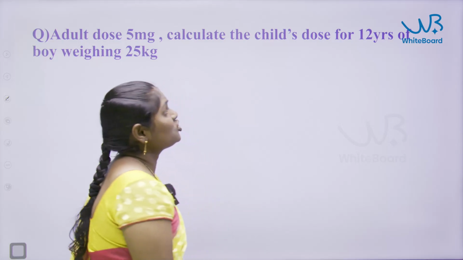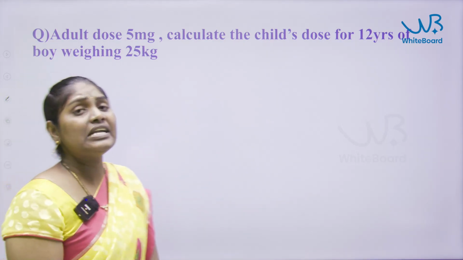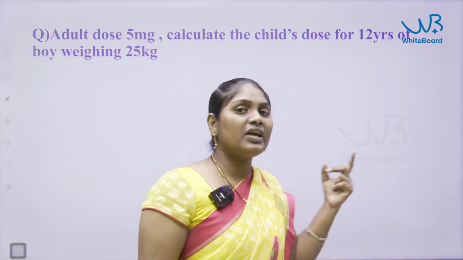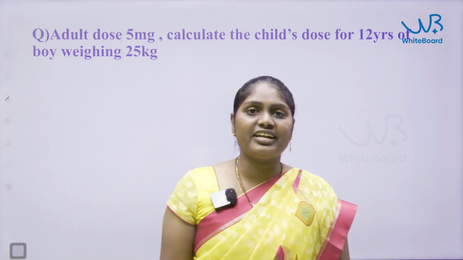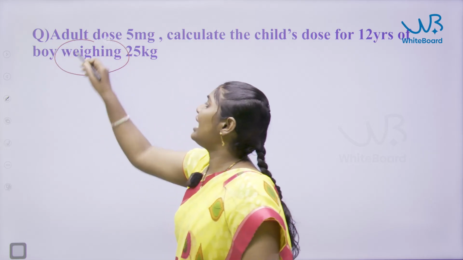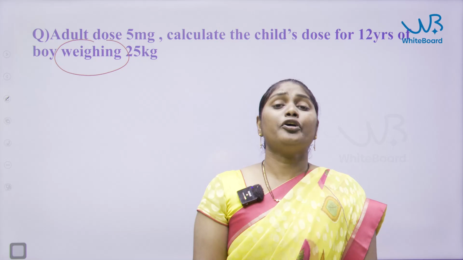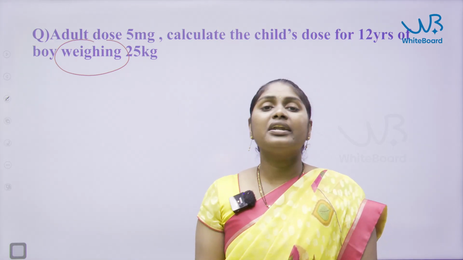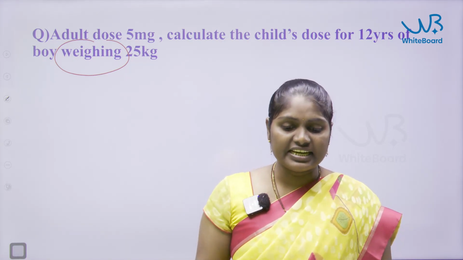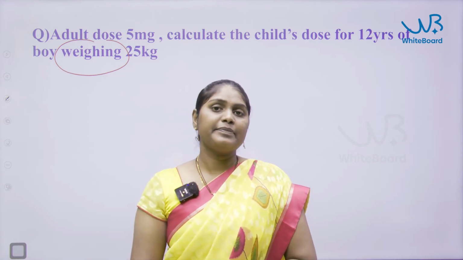Coming to the formula, we have one question: the adult dose is 5 mg, calculate the child dose for a 12 year old boy weighing 25 kgs. If they give you both years and weight, try to calculate on weight first. First use Clerk's formula. If your options are not matching, then go for Young's formula. Mostly if they give you weight, you should follow Clerk's formula.